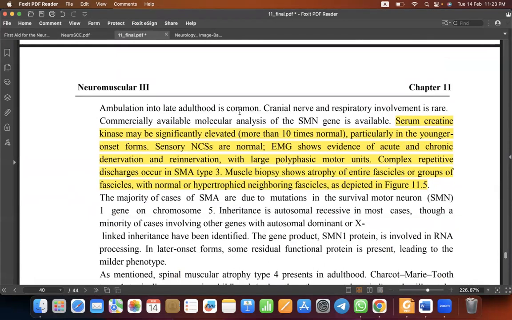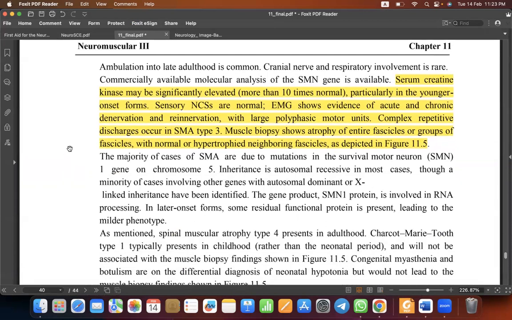Sometimes the CK could be elevated. Sensory NCS will be normal. The EMG shows reinnervation and denervation with large polyphasic motor units, which can be compatible with myopathy. Okay, so there's some muscle atrophy as well.